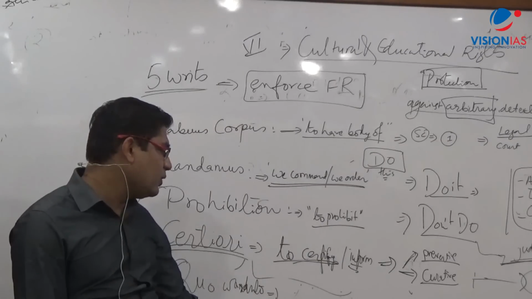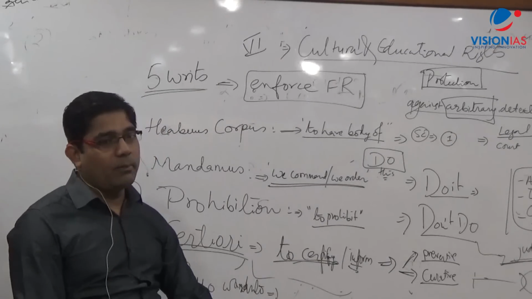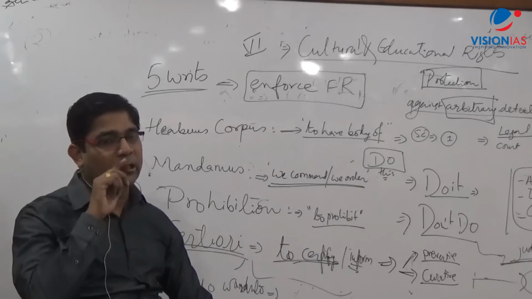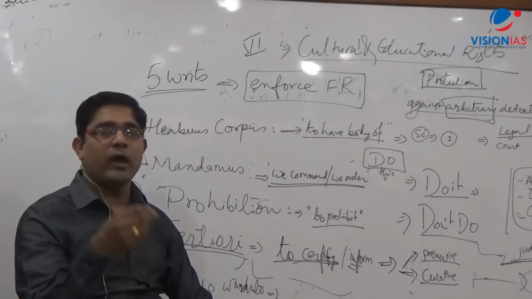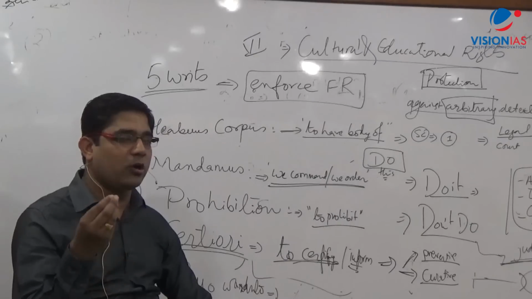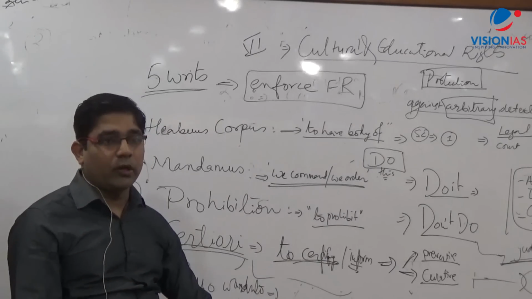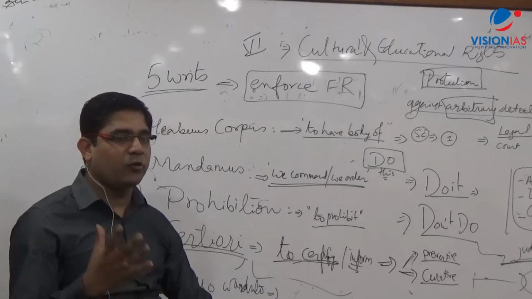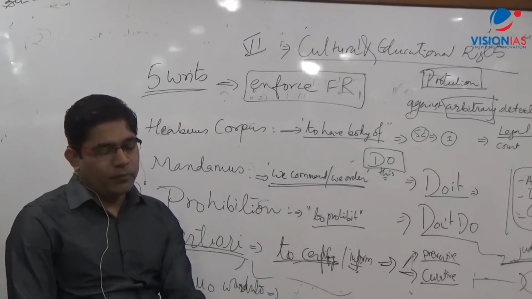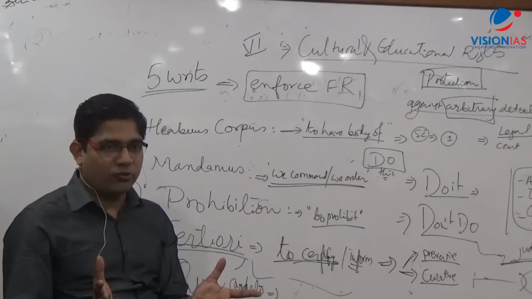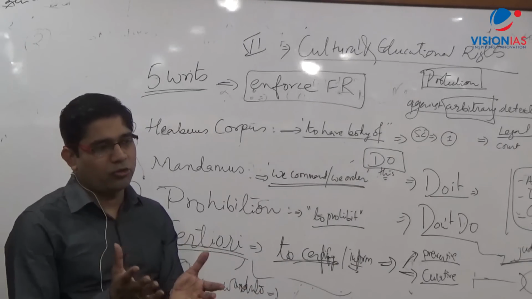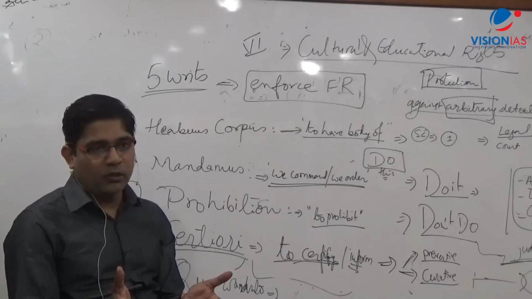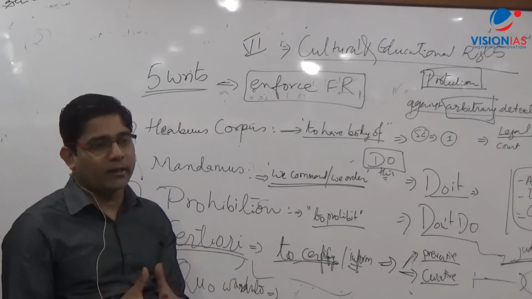What is the literal meaning of quo warranto? By what authority? It is questioning the authority of a person who has occupied the constitutional or legal post. Okay, constitutional and legal post. So it means that it is a protection that government institutions created by the constitution and by the legal statute will not be arbitrarily taken up.